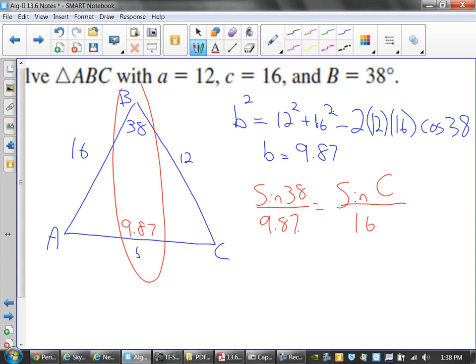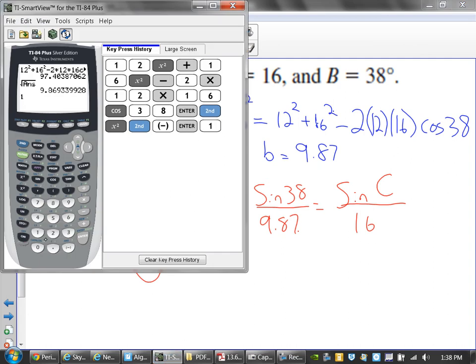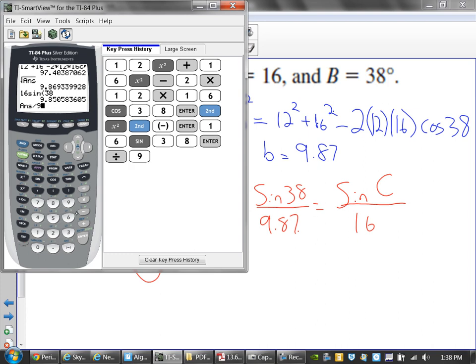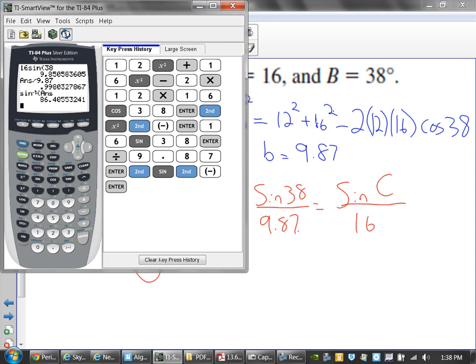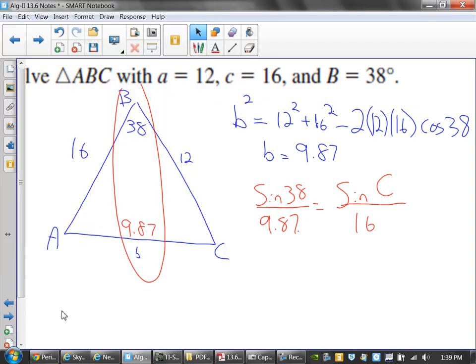Again, straight calculator at that point. 16 sine 38, hit enter, divided by 9.87, hit enter. And now that's going to equal the sine value of angle C, the second sine of my answer, 86.41. And then you know your other one. All you have to do is just add them up, subtract from 180.